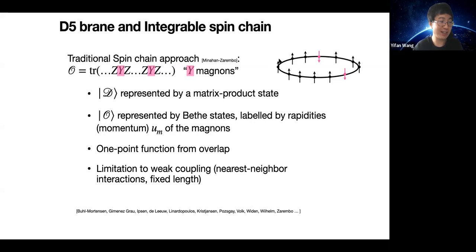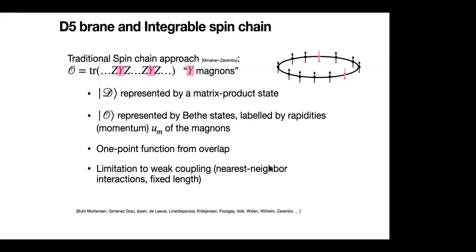And there's a prescription that tells you how to represent boundary states or interface defects in terms of a matrix product state on the spin chain. Then the local single trace operator will correspond to Bethe eigenstates of the spin chain, and the one-point function is computed by the overlap. But this method is limited to weak coupling, because in the spin chain description the Hamiltonian is restricted to nearest neighbor or next-to-nearest neighbor interactions. But this is a notion that doesn't make sense at finite coupling, because all sites will eventually be connected once you turn it on.